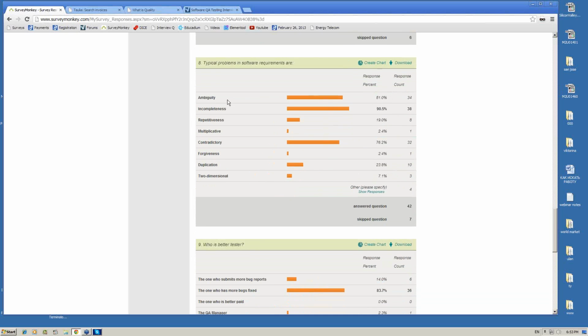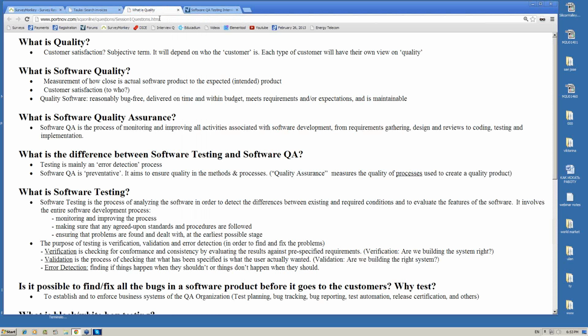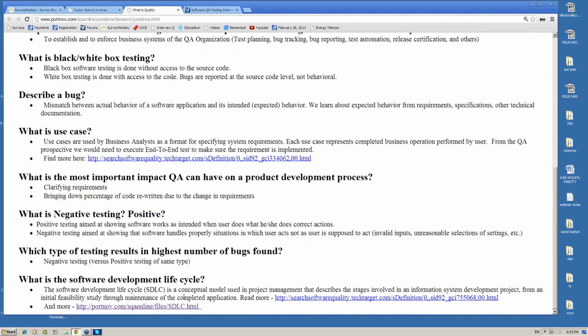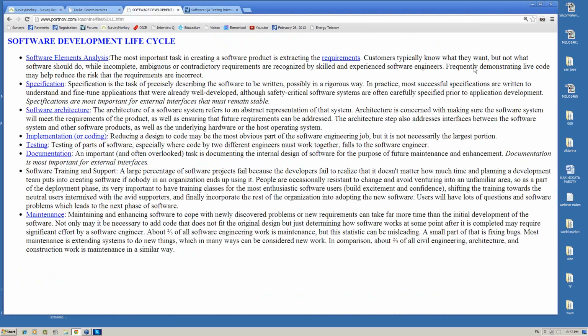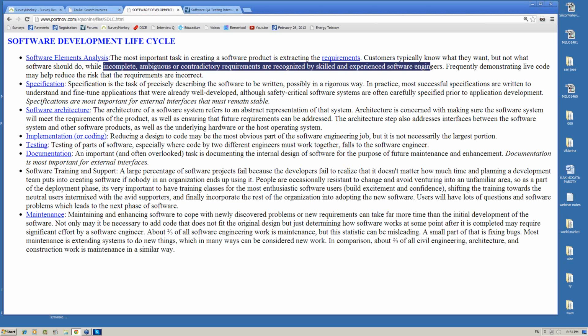Typical problems in software development are ambiguity in software requirements. Requirements could be ambiguous, true, incomplete, true, contradictory, true, and it all comes from that page where we talk about software development lifecycle, and then we have the definition of software development lifecycle. I copied it someday from Wikipedia, and it says here, incomplete, ambiguous, or contradictory requirements are recognized by skillful, experienced software engineers. So that is where I grabbed that.